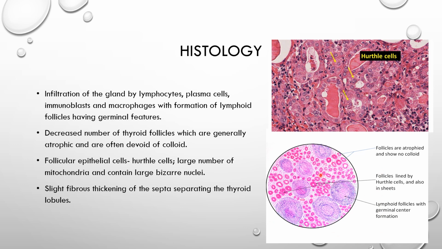We will be seeing decreased number of thyroid follicles, which are generally atrophic and are often devoid of colloid. We will be seeing follicular epithelial cells known as Hurthle cells. If you can see over here, you can find that Hurthle cells. These can be either in sheets or in a follicle, and they would be having a large number of mitochondria and contain large bizarre nuclei. We would also be having slight fibrous thickening of the septa that separates the thyroid lobules.